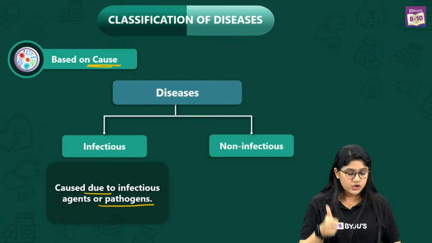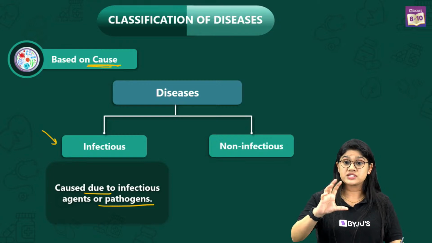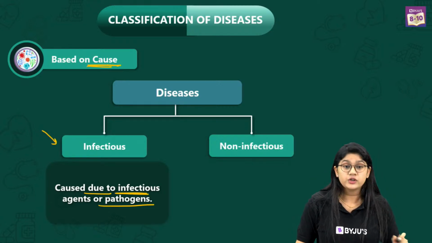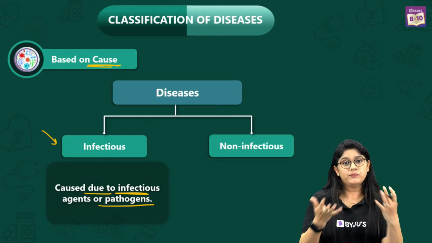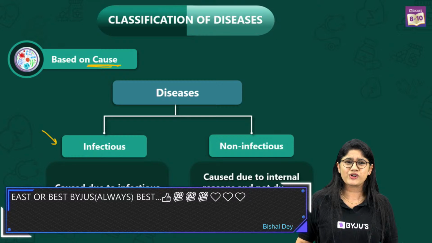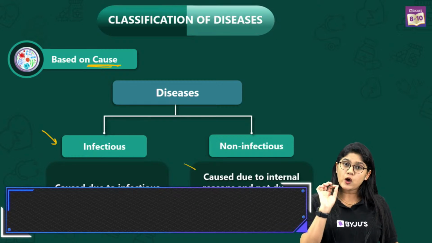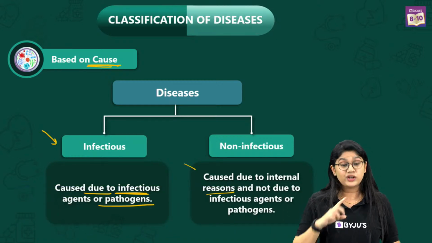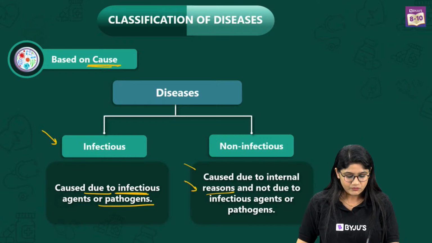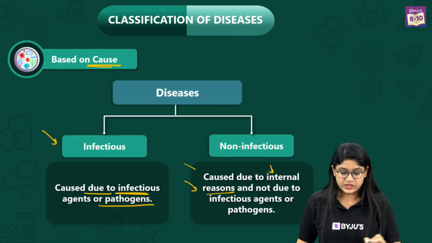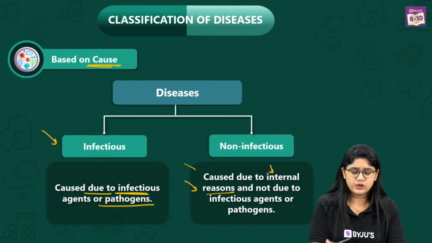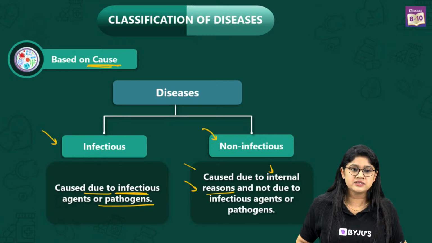Awesome, right? So are we clear what infectious disease is? By the name only you can guess that it is happening due to an infectious agent or a pathogen. Then we have the non-infectious diseases, which are again very simple to understand: they are caused by an internal reason and not due to an infectious agent getting inside the body. So the internal reason is really very important, right? Can you give me some examples of non-infectious diseases?